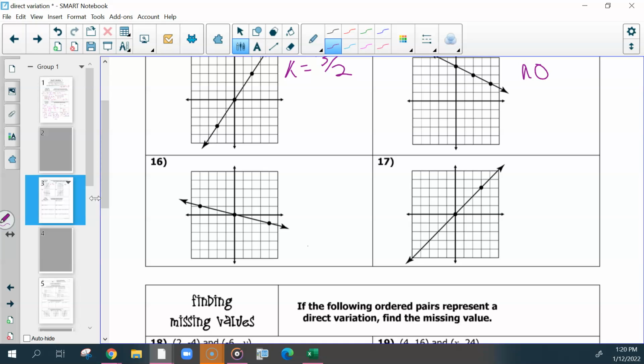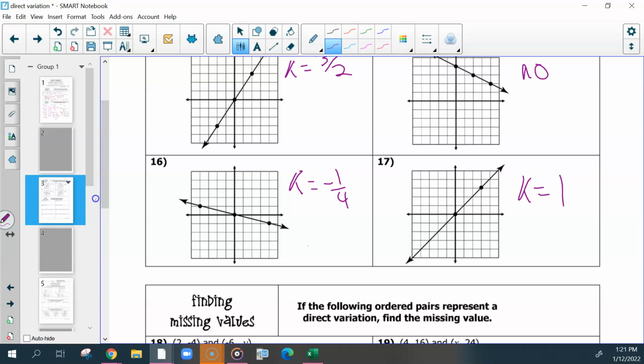Yes. And then what is that value of k? -1/4. Is 17? Yes. And what is our value of k? 1. Right? So as long as you know that it's a line and it goes through 0, 0, it is a direct variation.